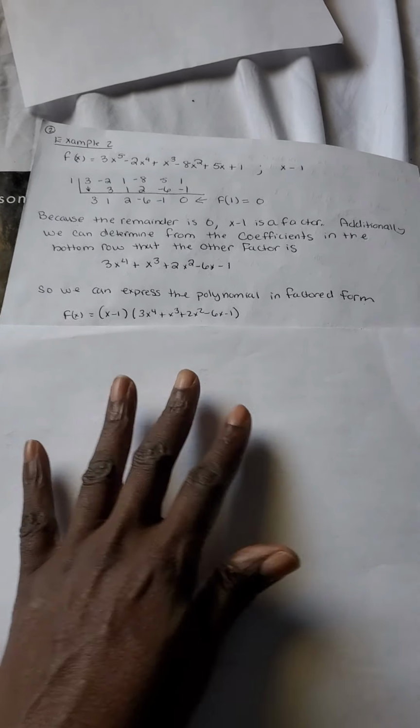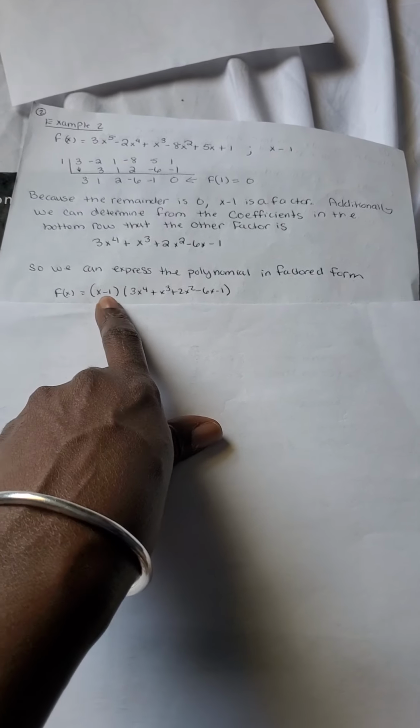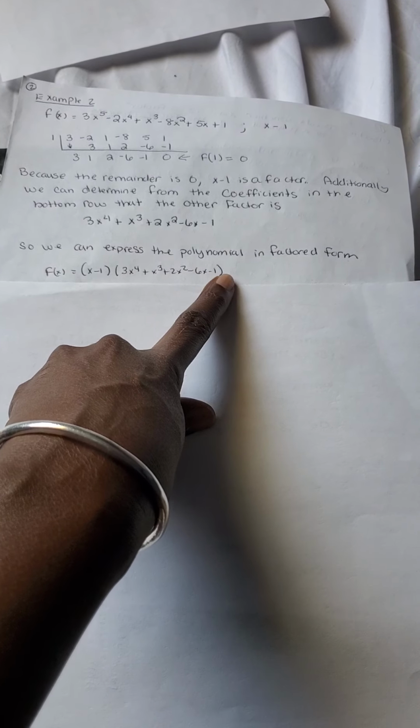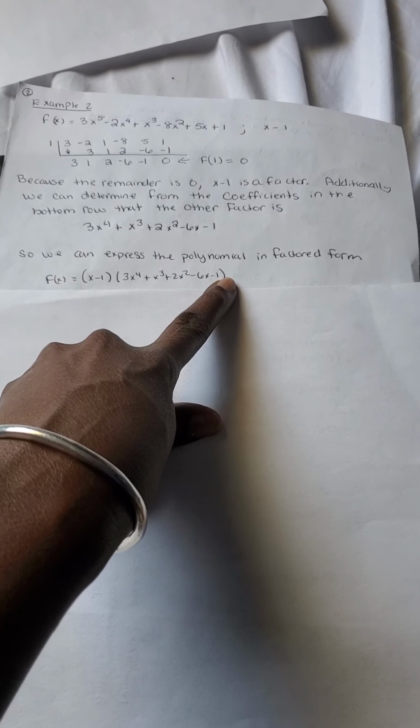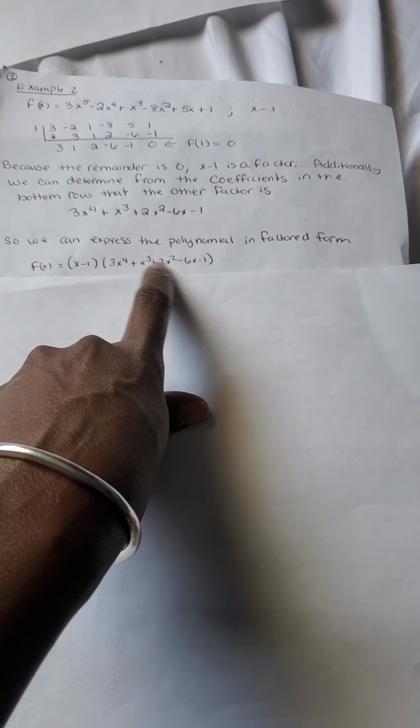So we can write it in this form. This is the form we can write it in here. You see x minus 1 is a factor, and the other factor is this polynomial here. In a later video, we will find out how we could find the other factors, okay?